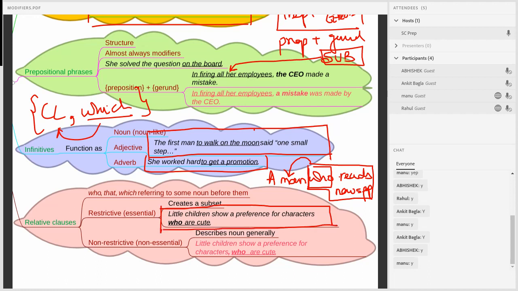Take a second, read this sentence. When you're ready, please explain what this sentence means to me. Who are cute is telling about the characters. But what else?